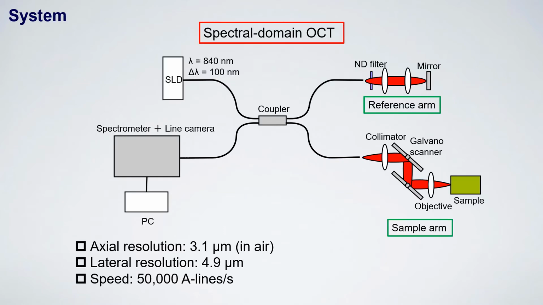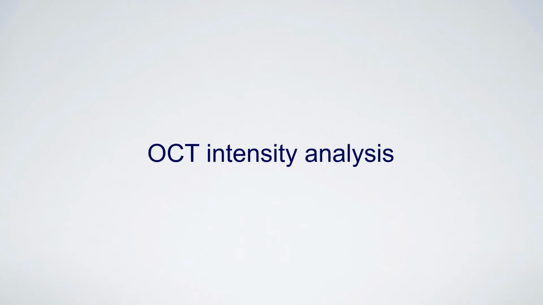So then, how to implement this technique? Let me start with system configuration. In this study, we used a standard spectral domain OCT system with no hardware extension. The theoretical axial and lateral resolution of this system are 3.1 and 4.9 microns, and the measurement speed is 50,000 A-lines per second. From this system, we can obtain the volumetric OCT data. And then OCT intensity analysis is performed.